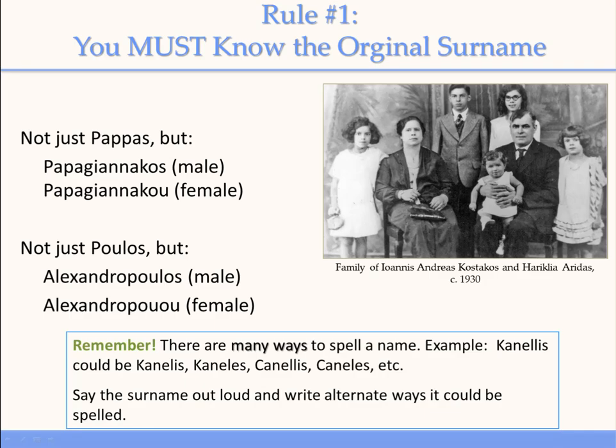The most important thing to know, rule number one, is the original surname of your ancestors. Many of them changed their names once they left Greece and came to the US. They may have shortened their names by cutting off the back of the name, such as changing Papayanakos to Pappas, or cutting off the front of the name, such as changing Alexandropoulos to Poulos. But they were very creative and came up with many other alternatives to their beautiful Greek names.